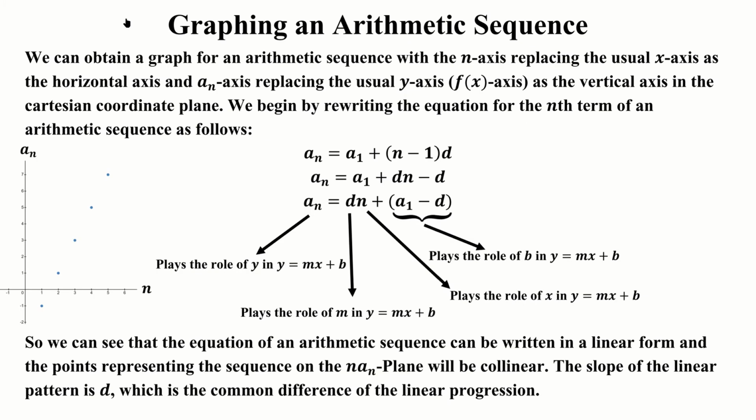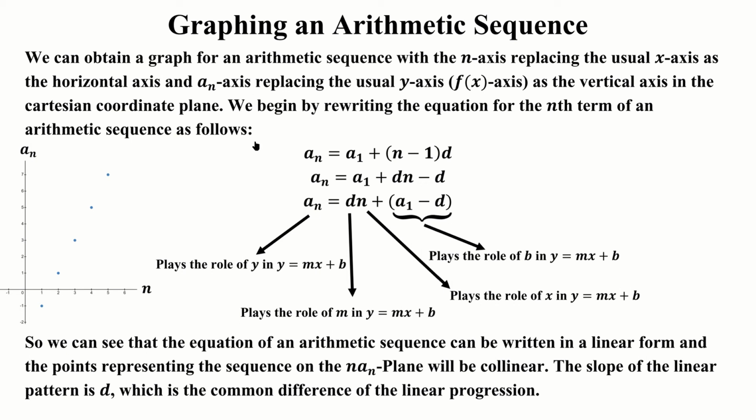All right, next we want to turn our discussion a bit visual and see what graphing an arithmetic sequence might look like. Now we can obtain a graph of an arithmetic sequence by replacing the usual x-axis with what we call the n-axis. And we also replace what we normally call the y-axis with the an-axis. In other words, we call the horizontal axis n and the vertical axis an instead of the usual x-axis and y-axis or f of x axis, right?